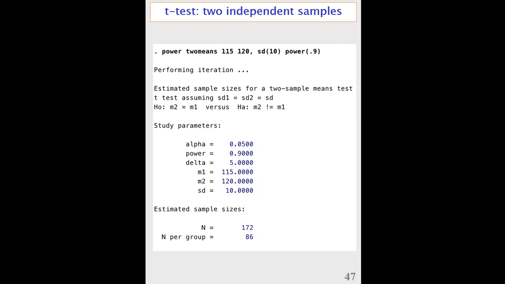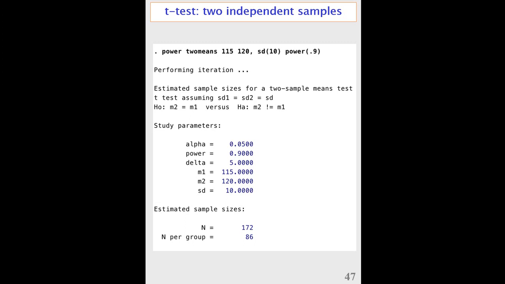Power of 0.9, well, we asked for that. Delta, that's the difference between the two means. The two means themselves, the standard deviation, so basically all of this is what you inputted already, besides the alpha value. And the estimated sample size: 172, or 86 per group. So that's in one go the actual answer that you need here, without going through all kinds of complicated simulations.